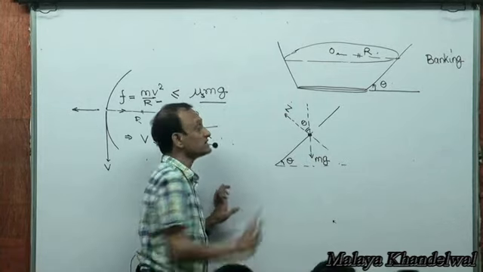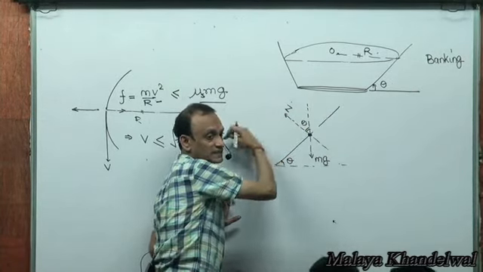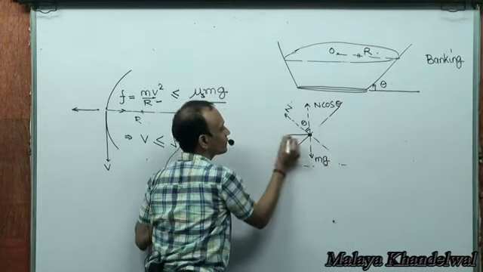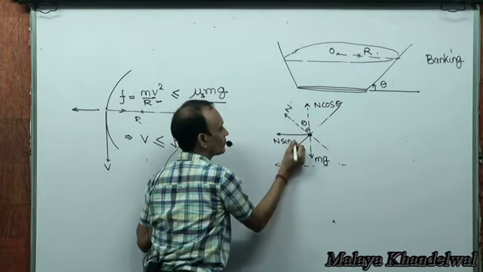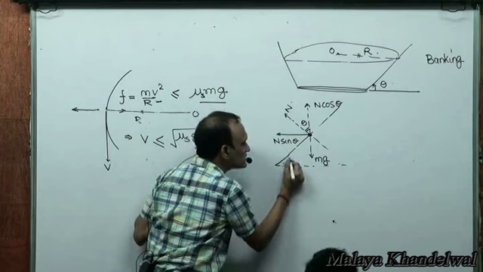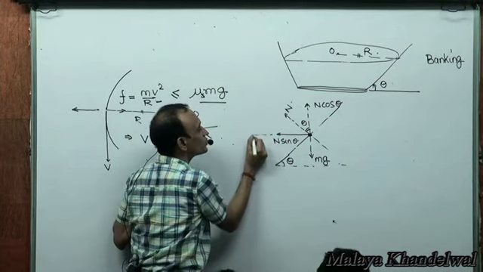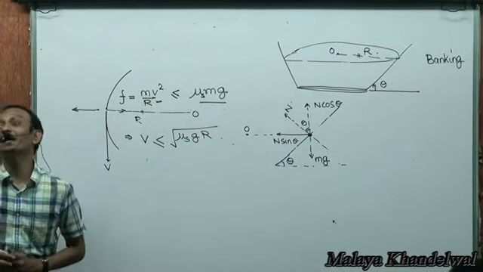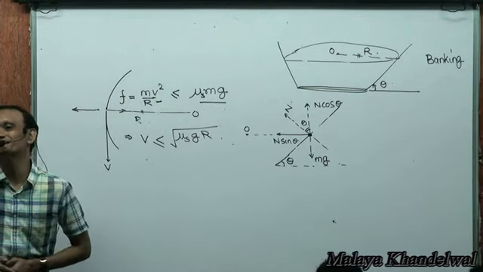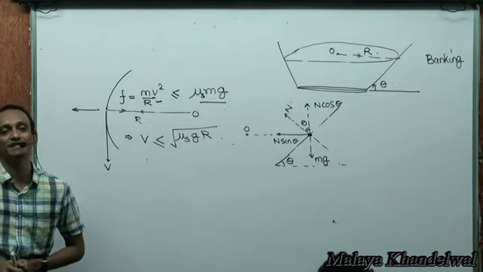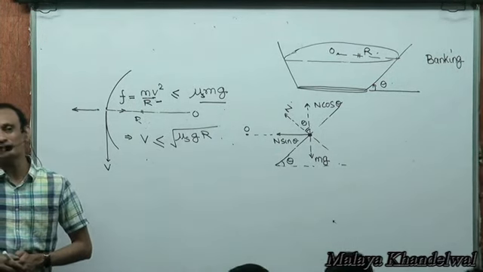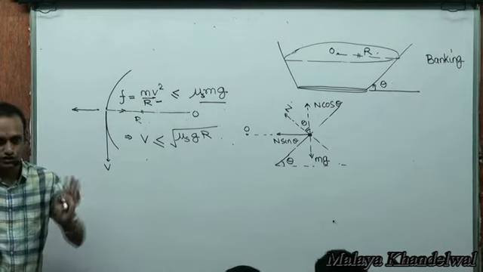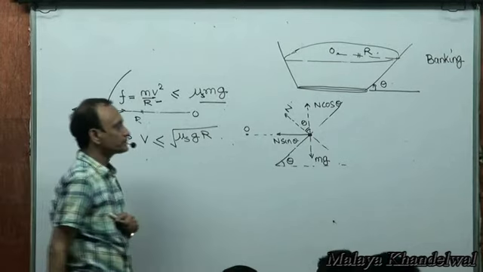N could be resolved as N cos theta vertically and N sin theta horizontally. N sin theta, our friend, is directed towards O, the center of the circle. It's directed towards the center of the circle, and we are relying on N sin theta to give us the required centripetal force to negotiate this circular trajectory on this banked road. On this banked, meaning raised, road. Right now?